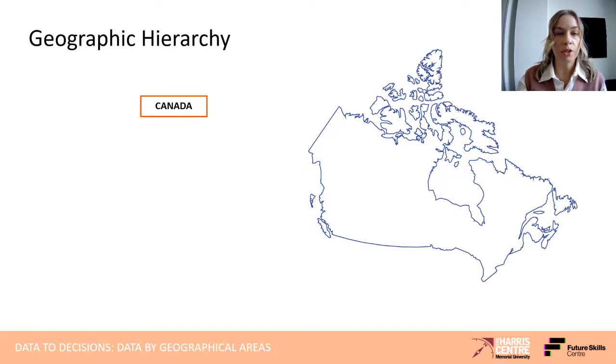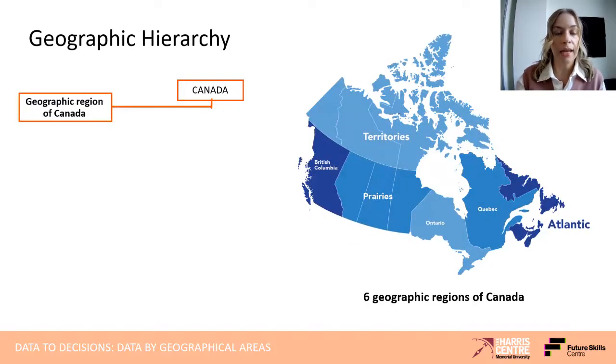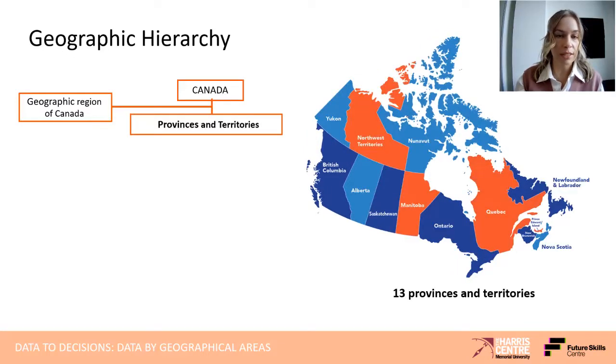So here we go. We'll start up at the top with Canada. We all know Canada as a country as one spatial definition. And Canada is broken down into 6 geographic regions. Some regions, like the Atlantic region or the territories, are made up of more than one province or territory. But other larger, more populous provinces, like Quebec and BC, are geographic regions on their own. And of course, Canada is also broken out into provinces and territories.